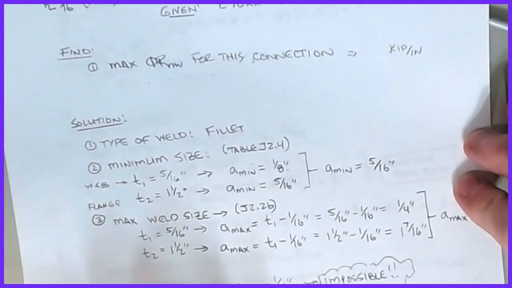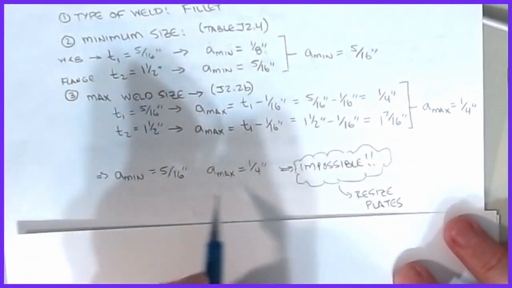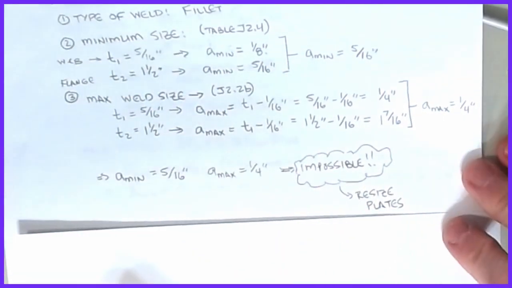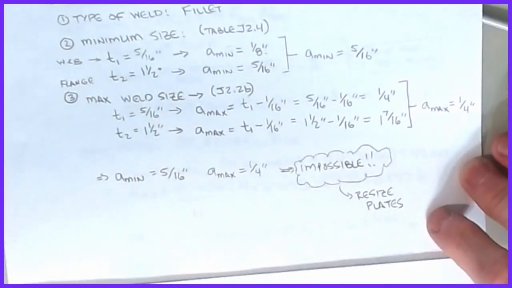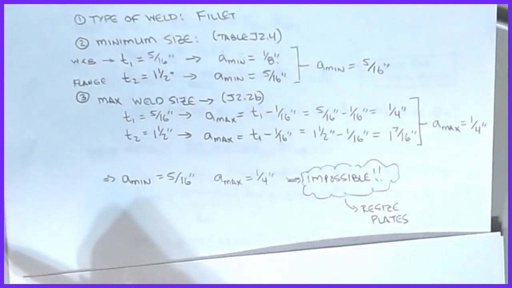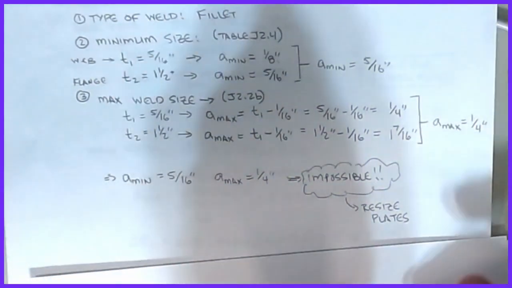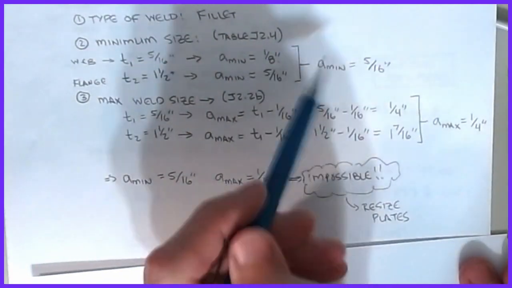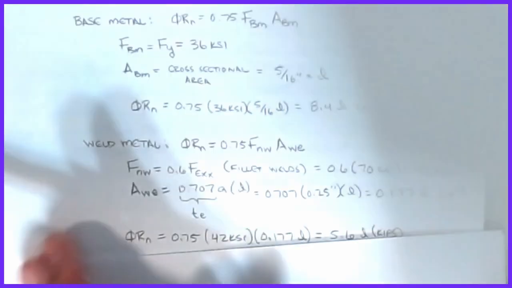So to sum this up, A min is 5/16, A max is 1/4. It's impossible. So what we're going to do for the sake of this argument is resize the plates, and that will take us to the other half of this. I know it's kind of a gimmicky example, but this is one of the reasons you have to watch the A mins and the maxes: it helps you proportion the plate sizes that go into a connection.